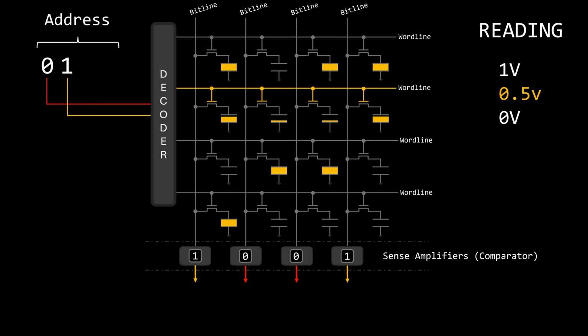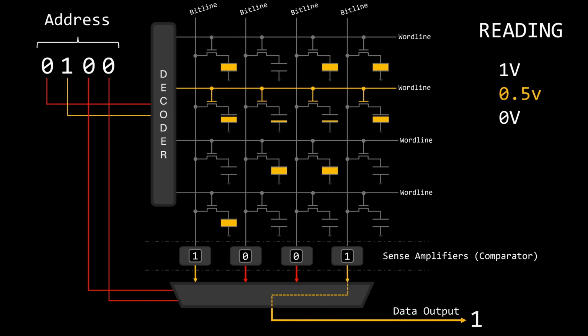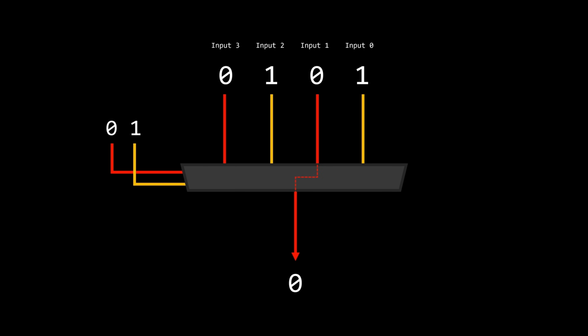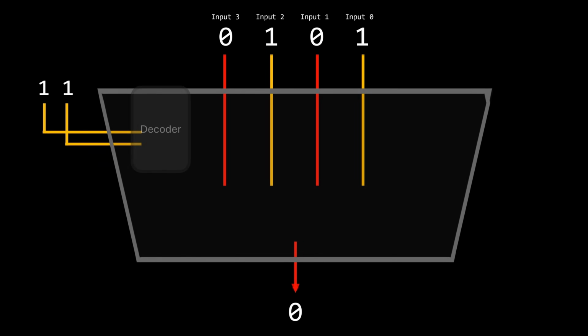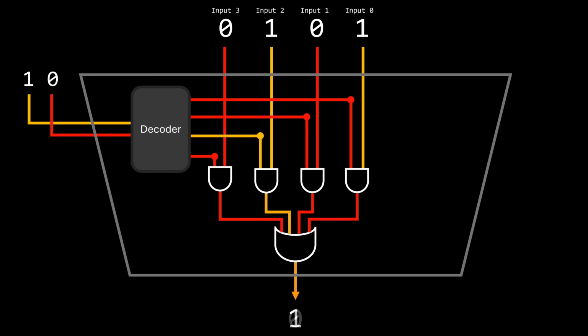But we don't want the value of a whole row. We want the value of a specific cell in that row. Here, we use a component that gathers these outputs and uses the address input to determine which one is sent to the output line. This is exactly what a multiplexer does. Internally, a multiplexer, often called a MUX, uses a decoder with a few logic gates connected in a clever way to achieve this behavior.